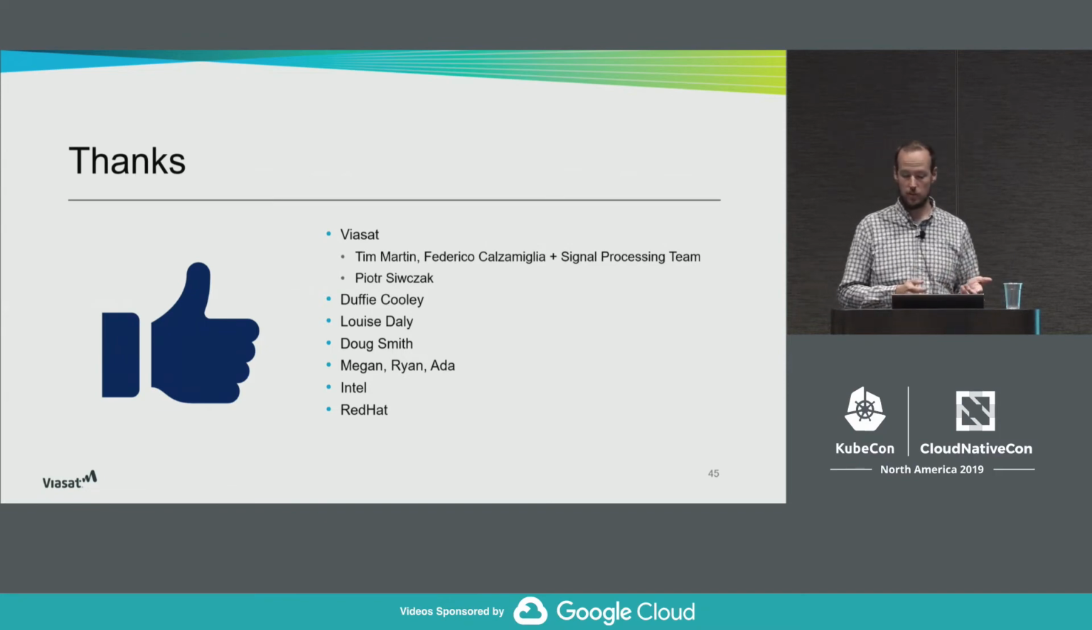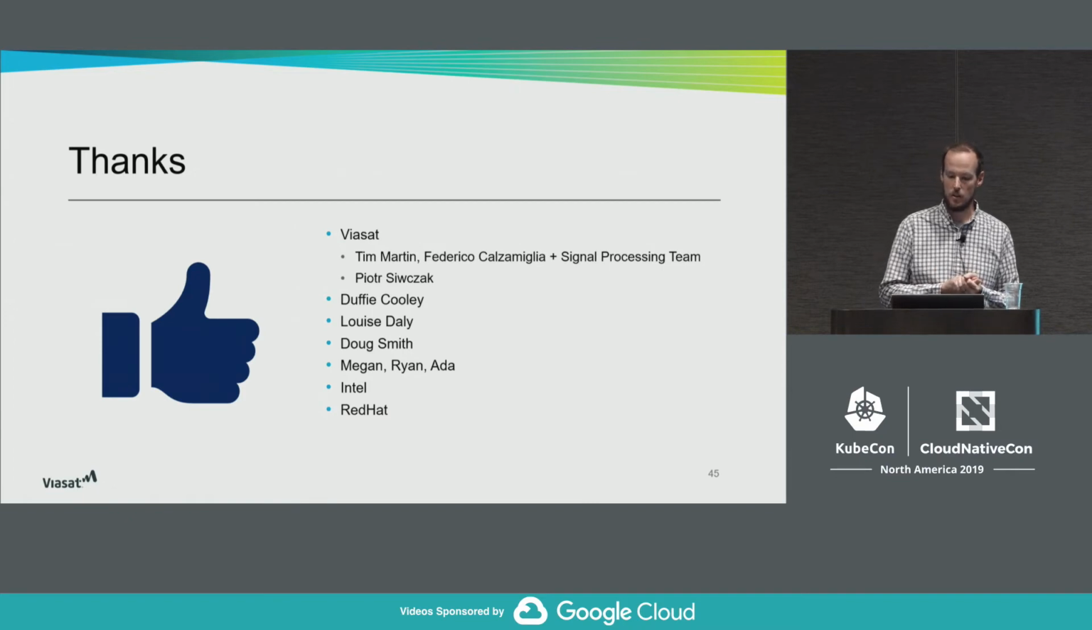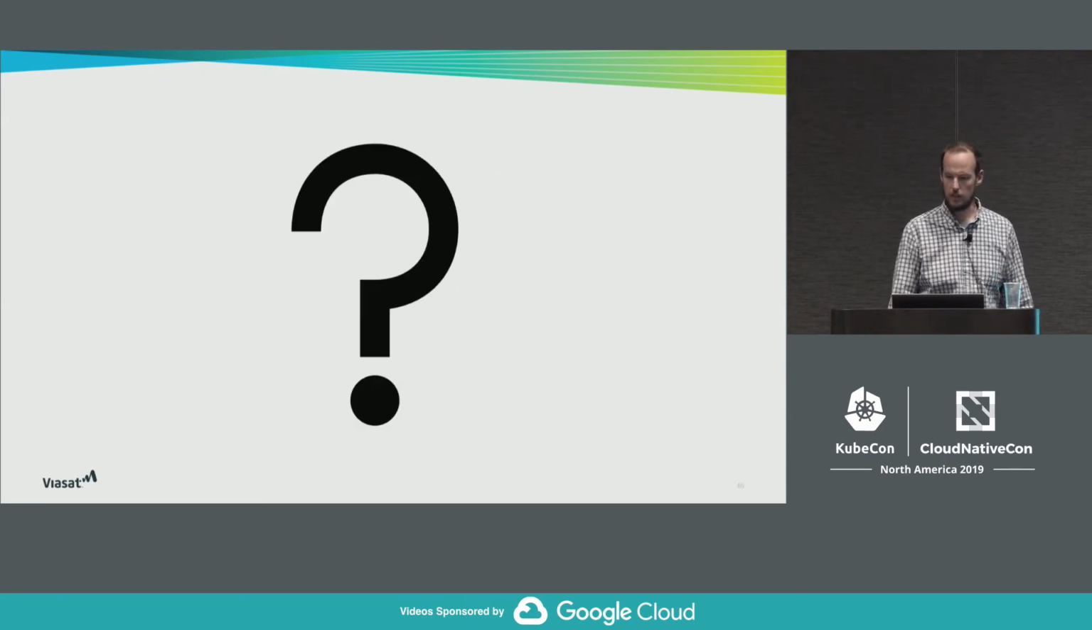Intel and Red Hat have done a ton of work in this area that we're leveraging. For example, the node feature discovery plugin that Intel, I think, originally made, we're using heavily to make decisions on how to schedule. And that's it. Any questions?